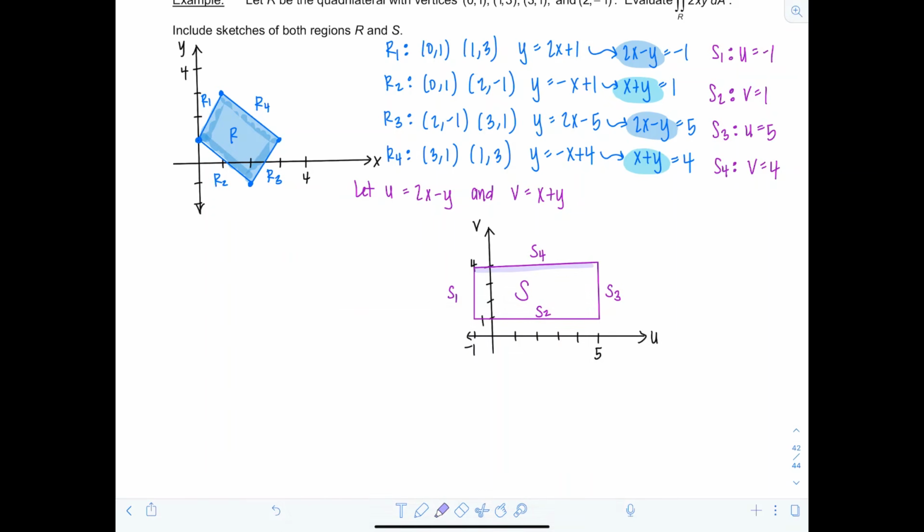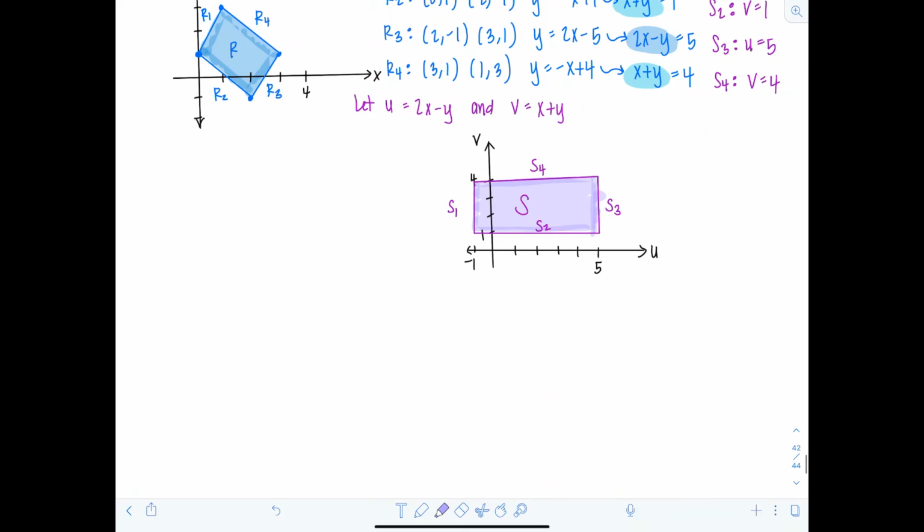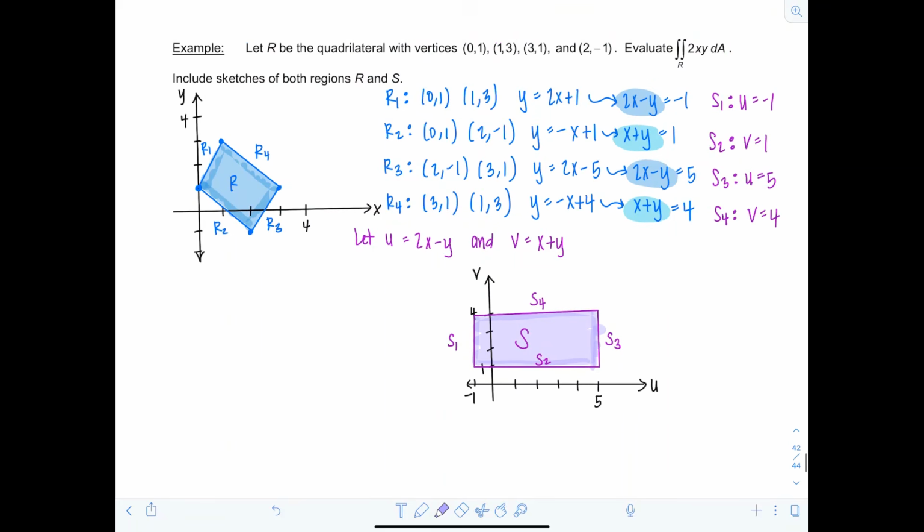I'm going to shade it in. Okay, and then obviously it would be super nice to set up an integral over this region. You only need one, and all your limits would be constant too. That's relaxing. Okay, well, I need the Jacobian. And then the other thing is I'm going to have to rewrite my integrand to be in terms of u and v.